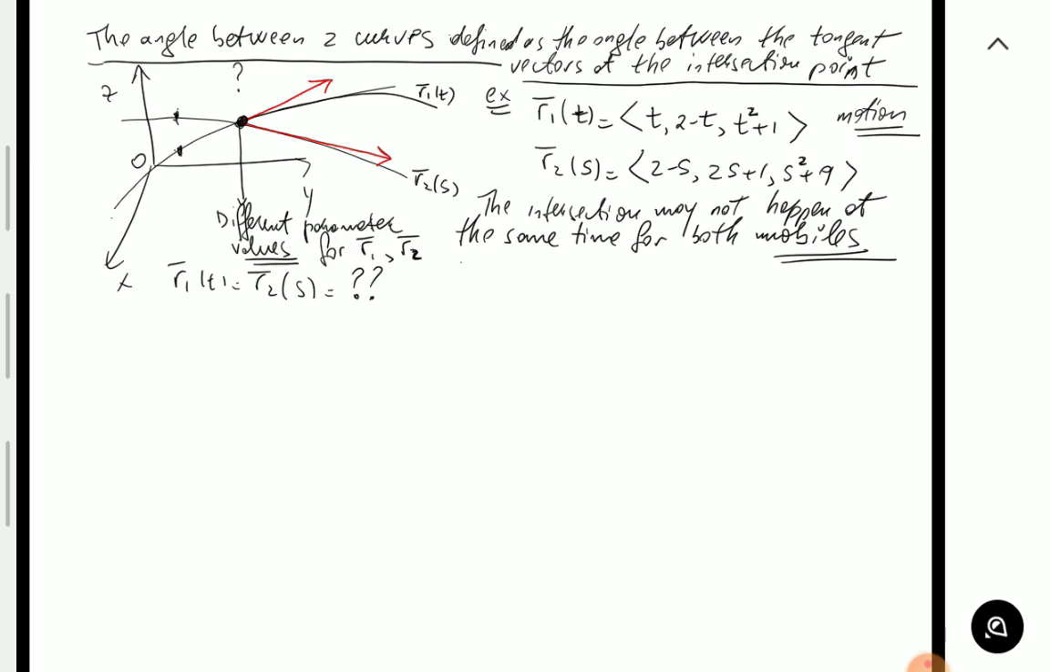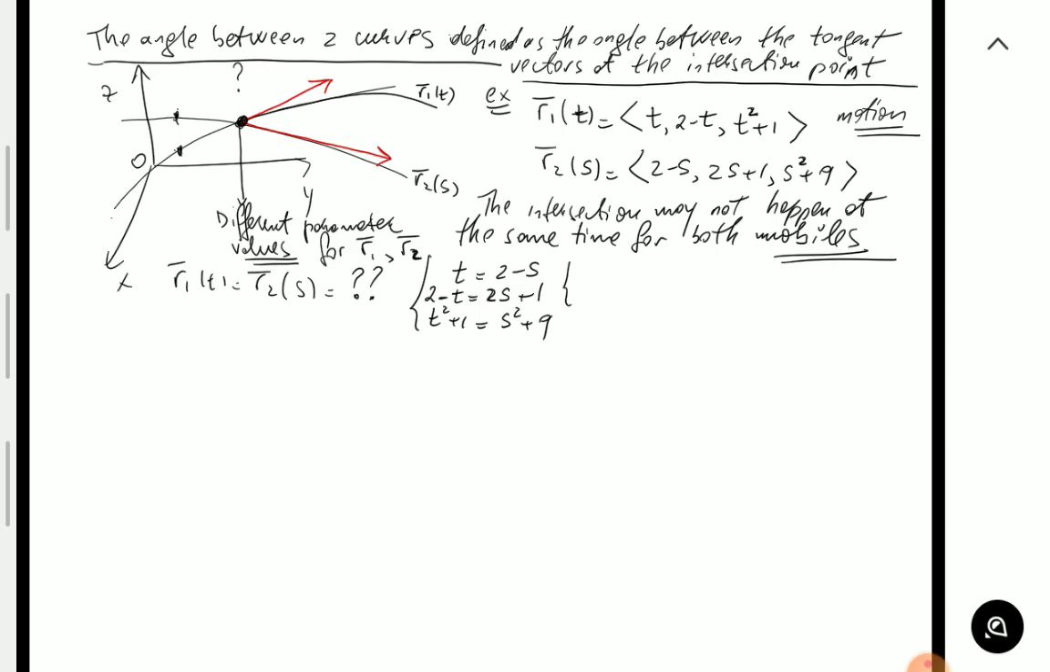So we set up t equal to 2 minus s, 2 minus t equal to 2s plus 1, and t squared plus 1 equal to s squared plus 9. Now notice there are three equations and two unknowns. Typically, if the two curves intersect, you can just pick any two equations, solve for s and t, and double check that the third equation also matches, right? If it doesn't, that means the curves may not intersect. But if they do intersect, all three equations will be satisfied for a pair of parameter values.